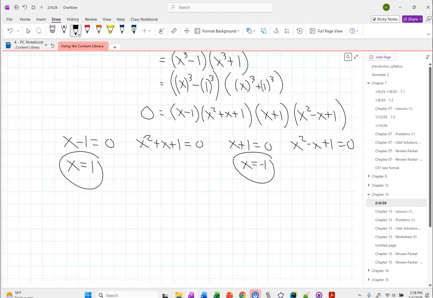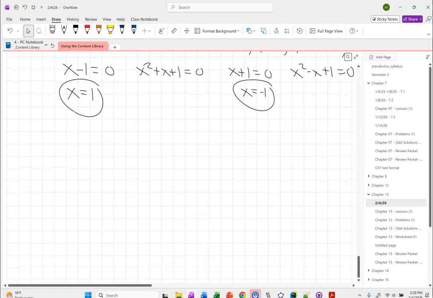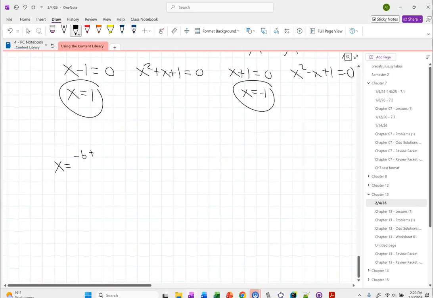Two of them are very easy, right? How am I going to do the other two? What type of function are those? Quadratic. How do I solve a quadratic function if I can't factor it? Quadratic formula. Who remembers the quadratic formula? X is equal to negative b, plus or minus the square root of b squared minus 4ac, all over 2a.